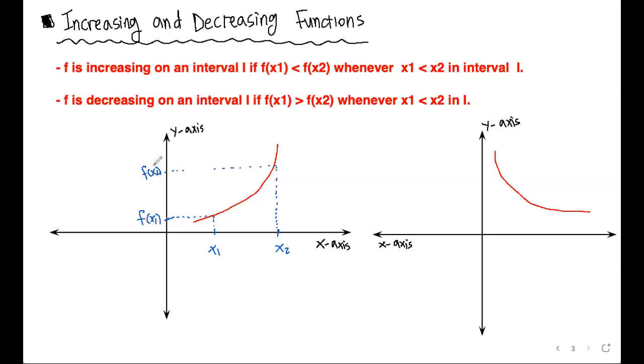F of x2 is greater than f of x1. Here is 5, for example. Here is 1. Here is 6. Here is 2. F of x2 is greater than f of x1 whenever x1 is less than x2. Also the same thing, x2 is greater than x1, so f of x2 is greater than f of x1. So the curve is increasing. So here the function f is increasing.